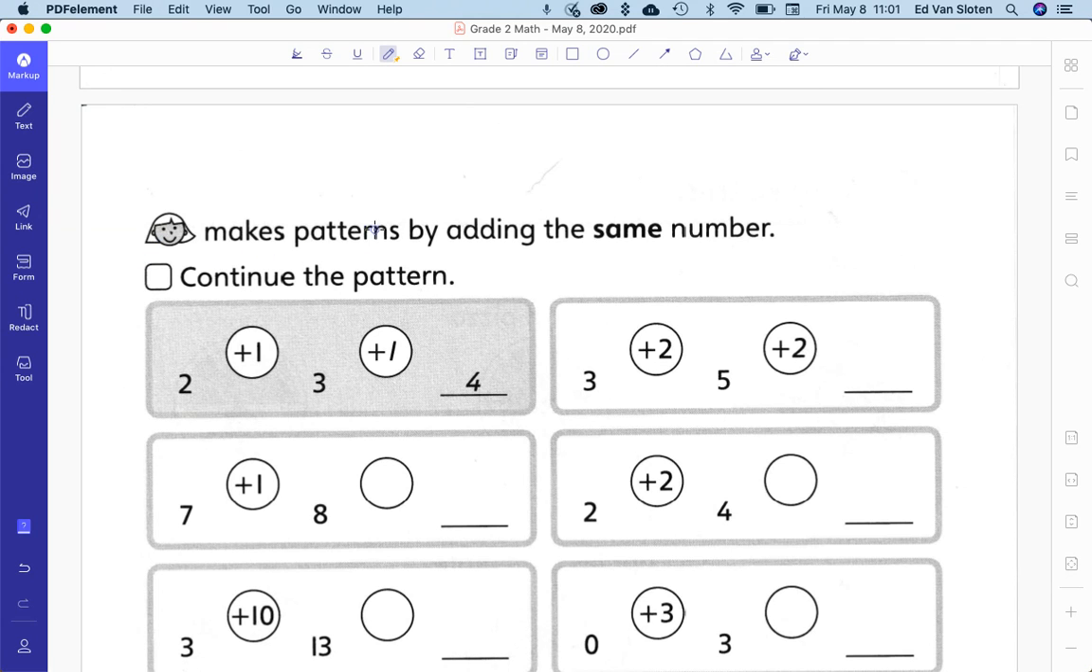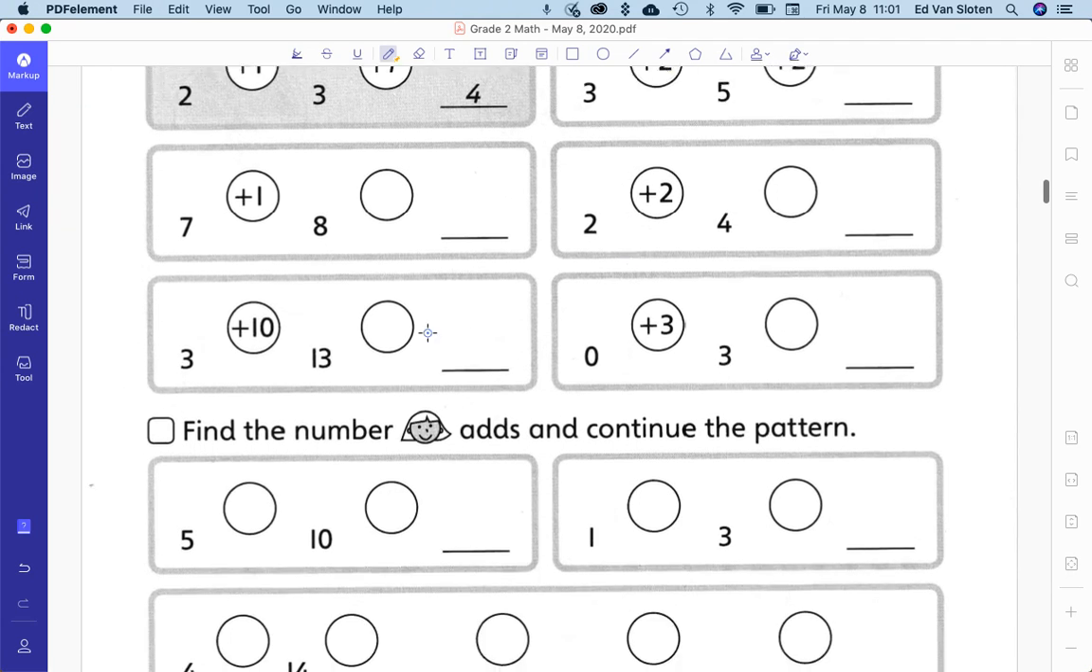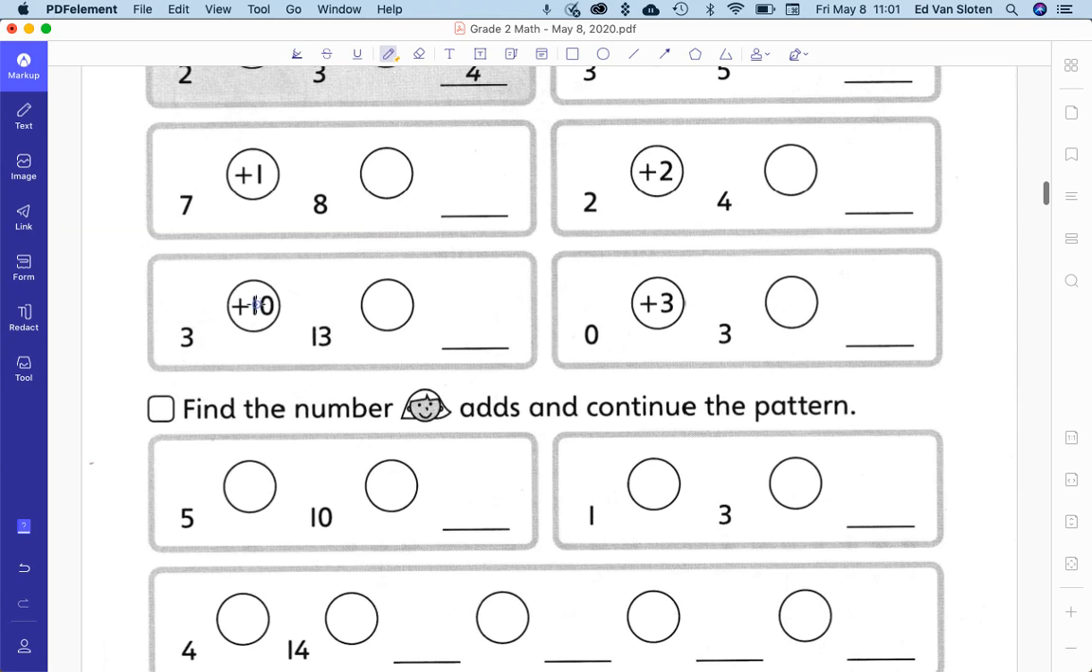Okay, she's making patterns by adding the same number. So here, 3 plus 10 gives me 13. Well, that means she's adding the same number. She's adding 10 again. This is kind of nice because I'm looking at the tens digit, and there's nothing in the tens digit here. Then there's 1 in the tens digit here, and now there's going to be 2, and the 3 in the ones column stays the same.